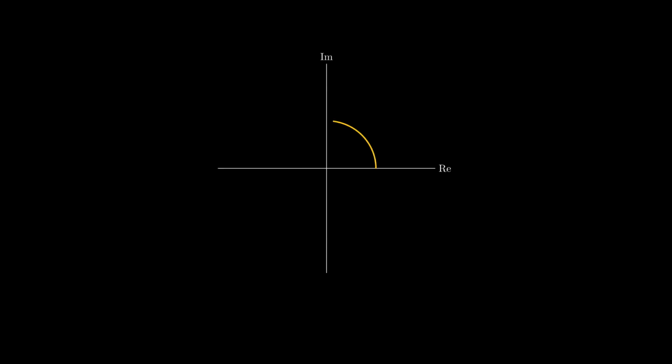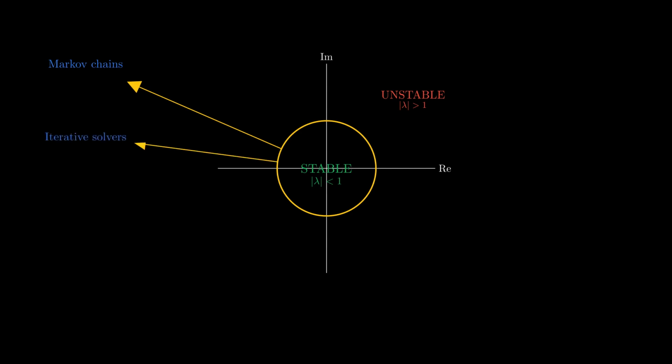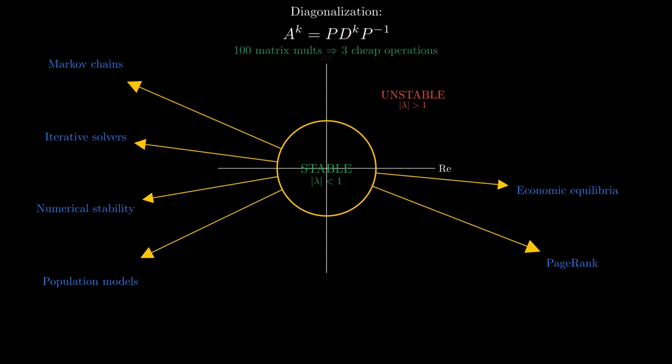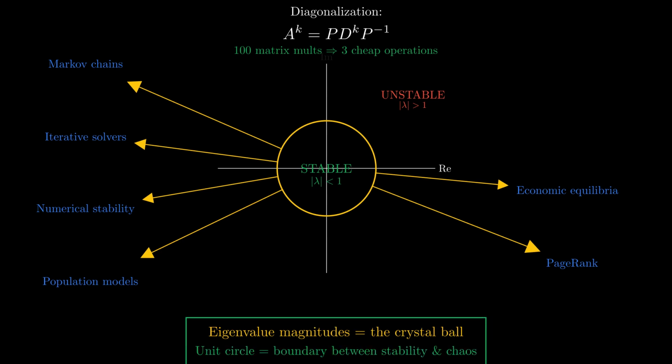This tiny condition, a circle of radius 1, governs an enormous chunk of applied math: discrete dynamical systems, Markov chains, iterative linear solvers, numerical stability, population models, PageRank, economic equilibria. Any process driven by repeated application of a linear map lives or dies by its eigenvalue magnitudes. Diagonalization turns the 100 matrix nightmare into 3 cheap operations, and it turns long-term behavior into a single glance at the complex plane. The eigenvalues are the crystal ball. The unit circle is the boundary between stability and chaos.